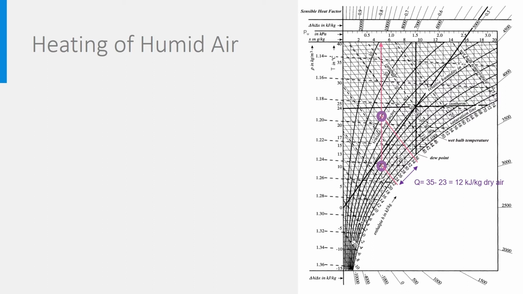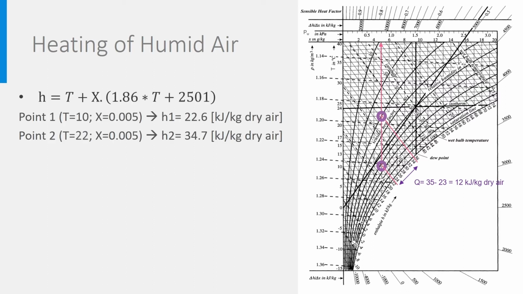If we use the equation from the previous slide, for point 2, H2 is 22 plus 0.005 times (1.86 times 22 plus 2501), which amounts to 34.7 kJ. For H1, we get 22.6 kJ, so the heat needed is 12.1 kJ per kilogram. Of course, reading it on the diagram is a bit less precise, but it is good enough.